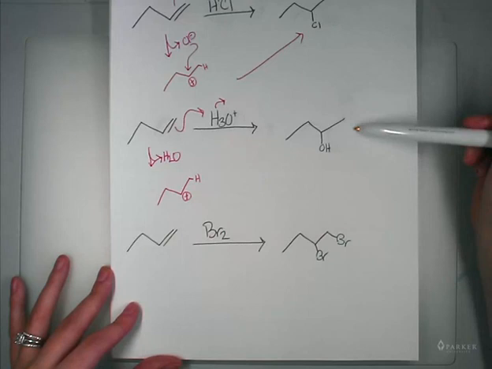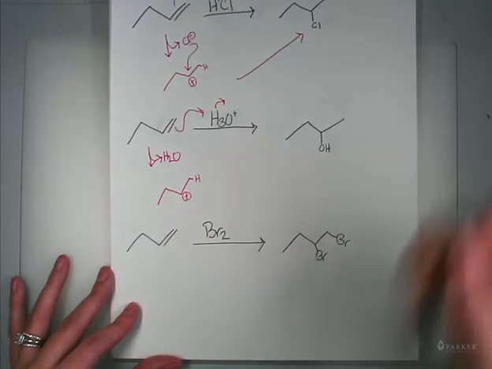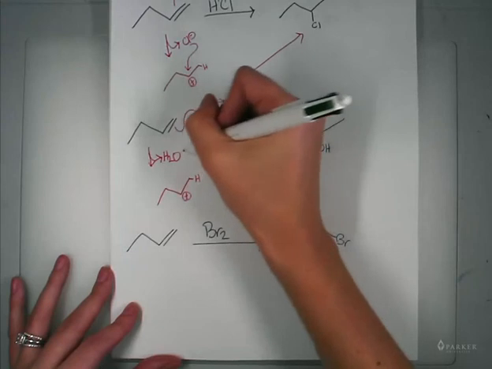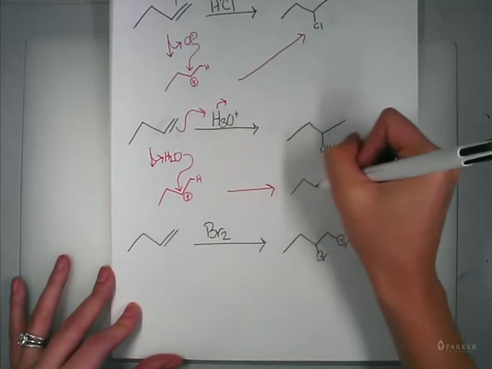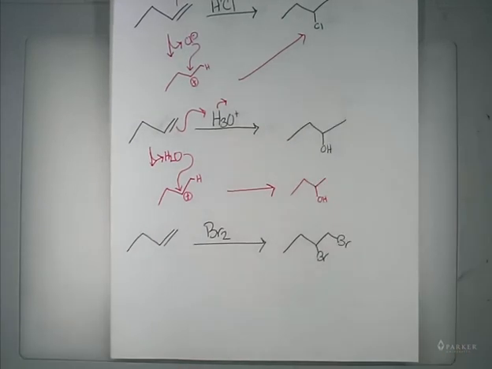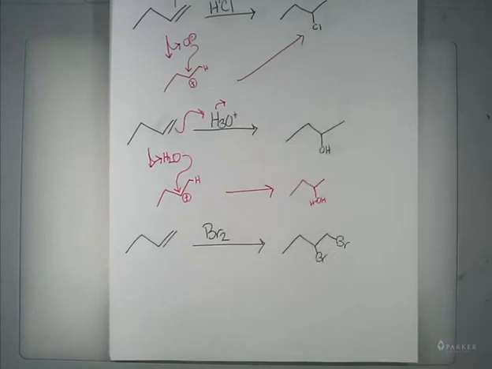Okay, let's look at the product. What are we missing? OH, right? And where does that come from? Water. So let's make a bond where that carbocation is. Okay, now does it look exactly like the product yet? No, what's wrong with it, or what do we need to change? Take off a hydrogen with what? Water.